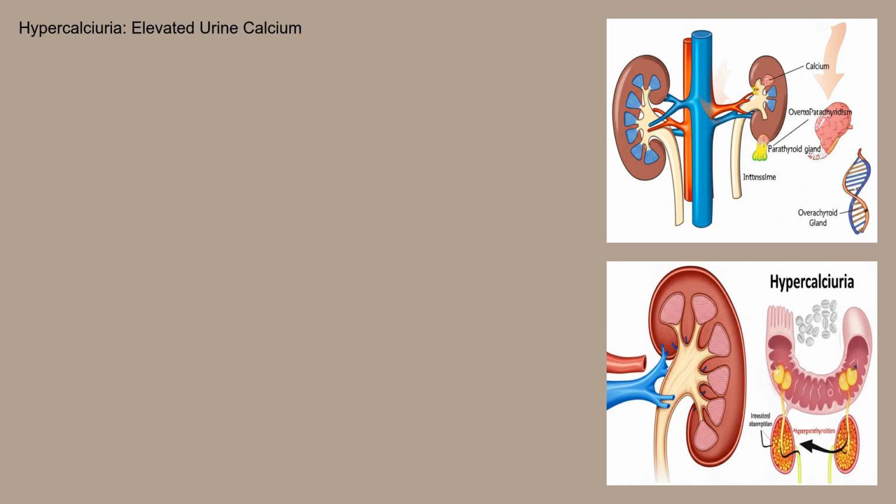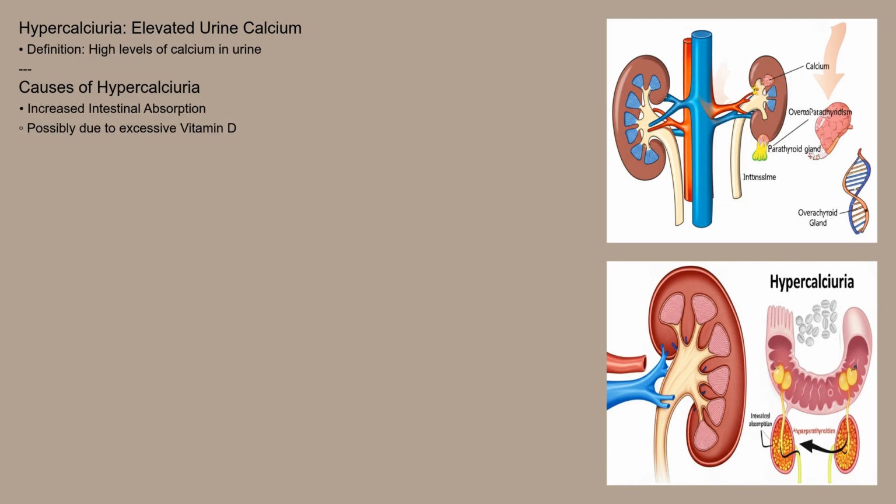Hypercalciuria at its core is defined by elevated levels of calcium in the urine. The underlying causes can be multifaceted. In some cases, it stems from increased absorption of calcium from the intestines, perhaps due to an overabundance of vitamin D. Other times, the kidneys themselves might be the culprit, failing to properly reabsorb calcium back into the bloodstream, leading to excessive excretion in urine.